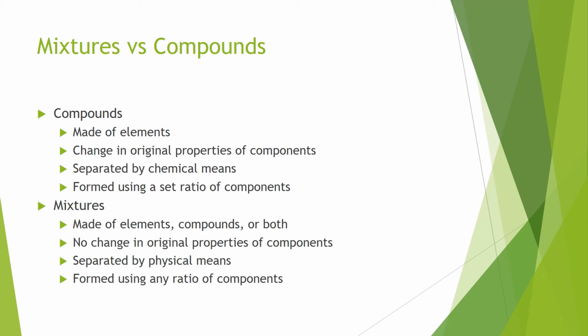And then lastly, mixtures and compounds. Compounds have to have a set ratio of components. Remember, atoms only join in certain ways based on what bonds they're going to form, whereas with mixtures, you can throw in as many of each component as you like, and it's not going to offset anything.